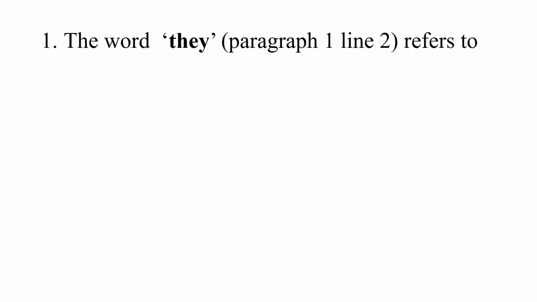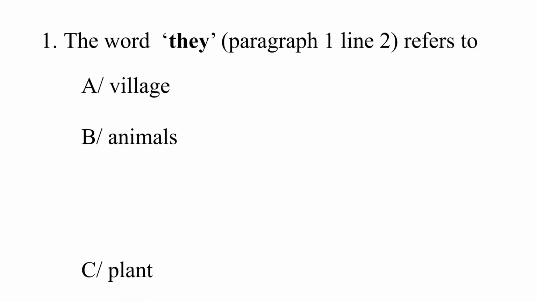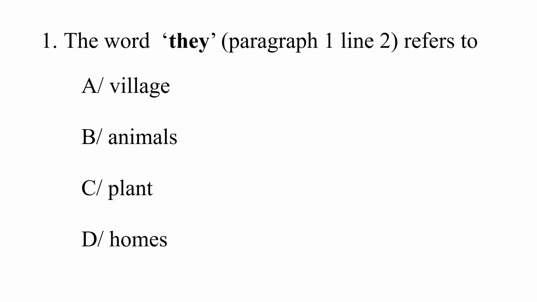Question number one. The word "they" in paragraph 1, line 2 refers to: A. Village, B. Animals, C. Plant, D. Homes. The answer will be B, that is animals.